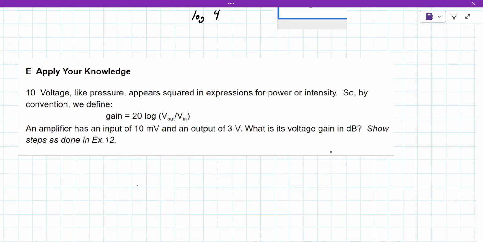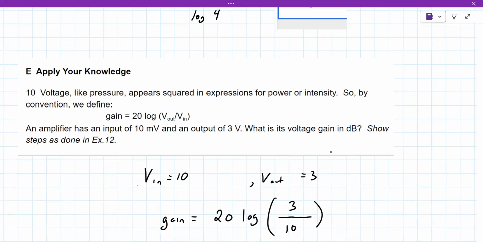It's a really complicated way of telling you that voltage in is 10, voltage out is 3. You're calculating the gain, which is 20 times the log, and then the voltage out is 3, the voltage in is 10, like this. All right. So you're just putting these numbers back into the formula, and then you're going to Desmos and scientific and then calculating this. Not sure how many significant figures are reasonable. We'll know here in a moment. 20 log.